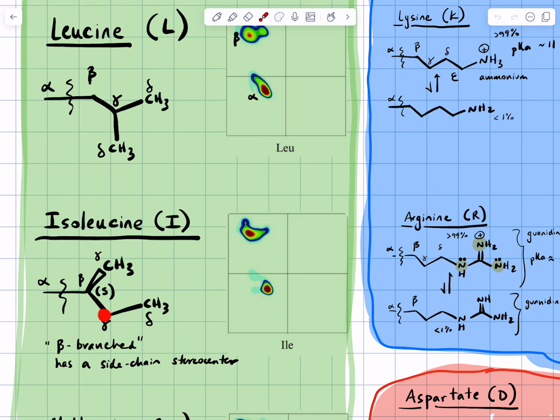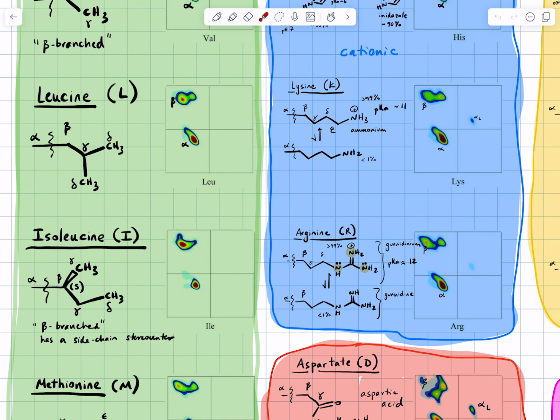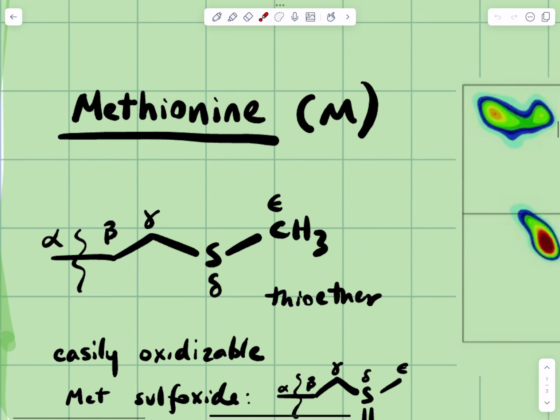So as long as you've got the carbon chain for isoleucine, you know there's a branching methyl group off the beta carbon. You don't need to know the stereochemical configuration of that beta carbon. Of course, you do need to know the stereochemical configuration of the alpha carbon, which is the same for all the amino acids. All right, then lastly, you've got methionine.